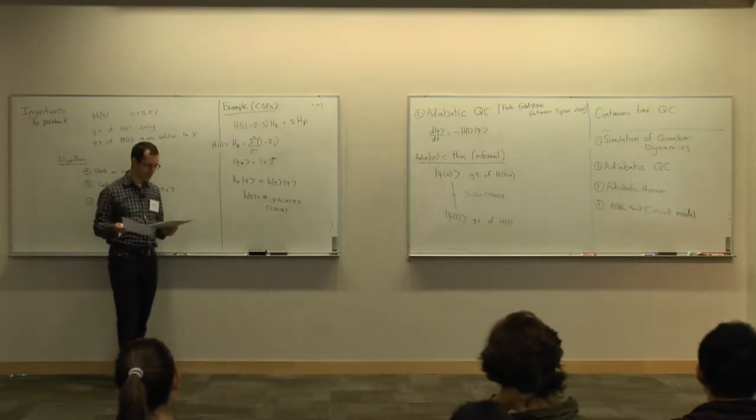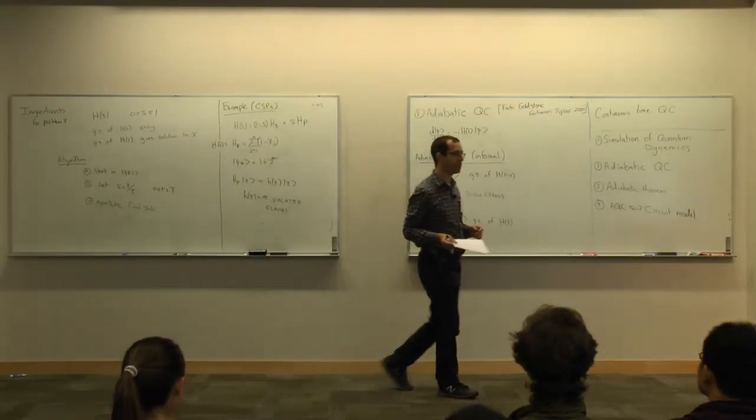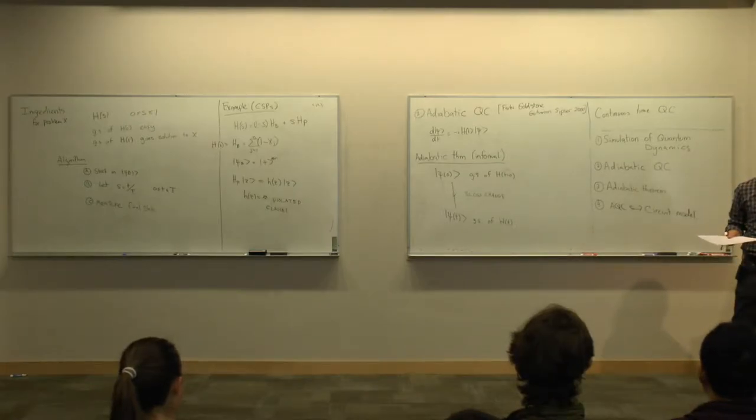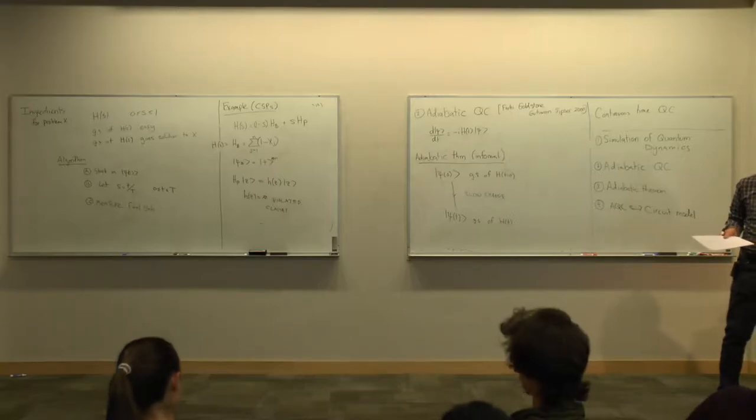Okay. So that brings me to... So let me pause if there are any questions about this general framework in the model. Yes? How could we avoid level crossing or crossing again in this process?